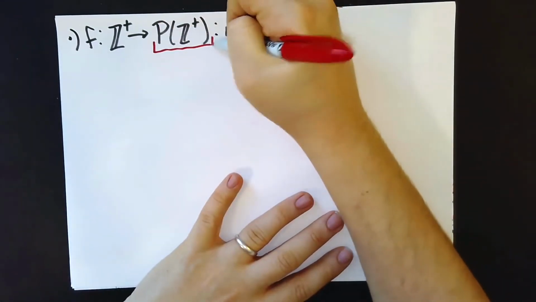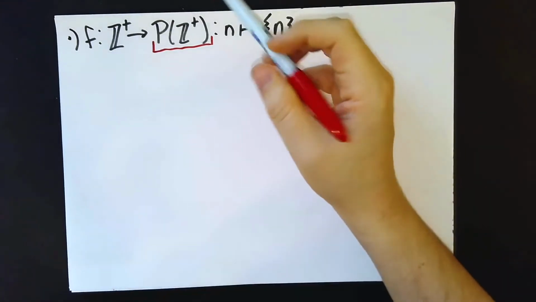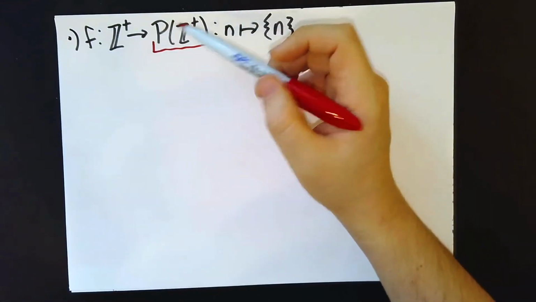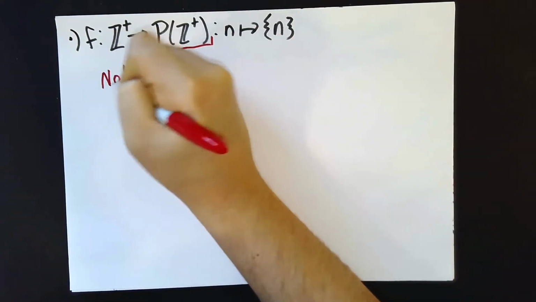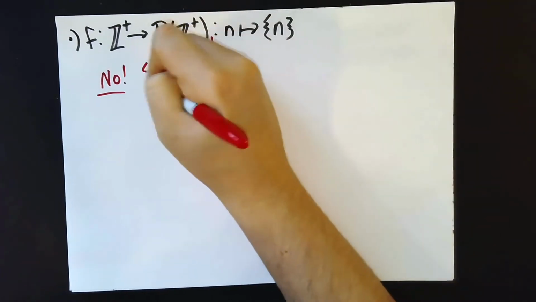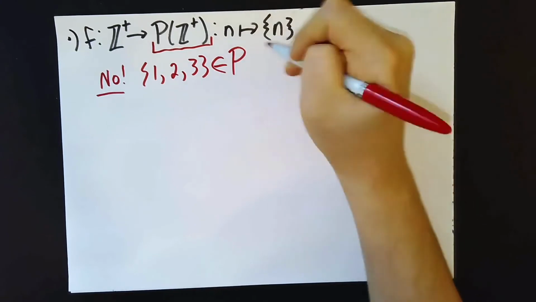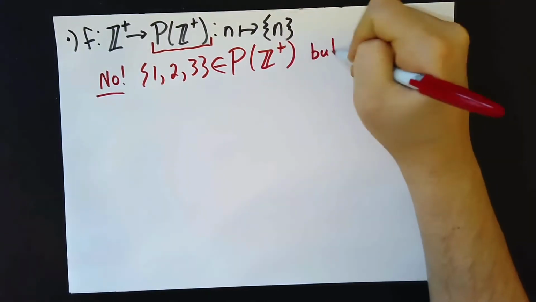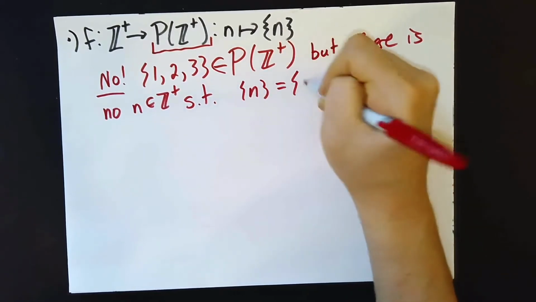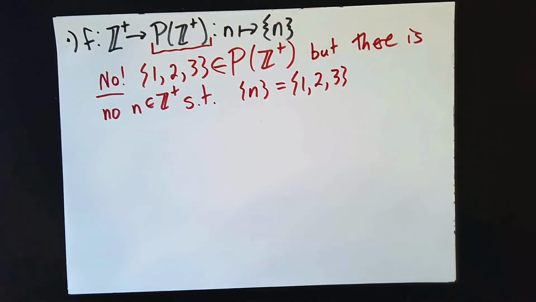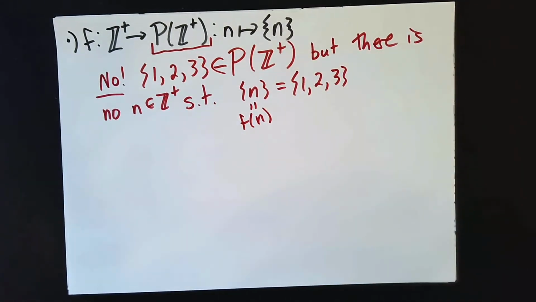Again, what's going on here? The codomain is explicitly all subsets of the positive integers. But the function is only using as an output some subsets of the positive integers. And so, for example, the set {1, 2, 3} is an element of the codomain, but there's no positive integer n such that the set that contains that positive integer n is equal to the set {1, 2, 3}. This is f of n, by the way. That's the singleton set that contains n.